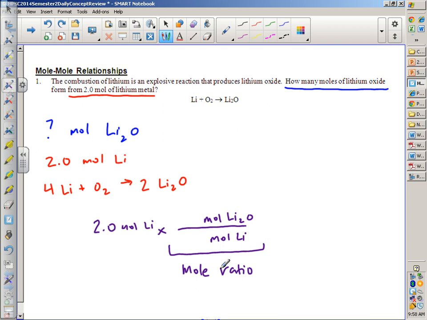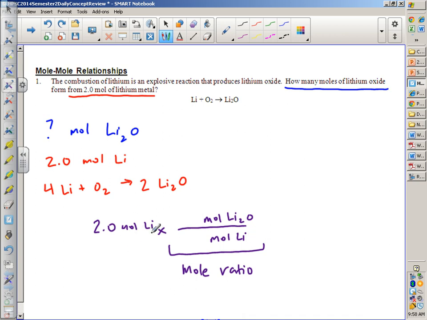It can be reactants to other reactants. It can be products to other products. It can be a product to a reactant. Doesn't matter as long as it's all part of the same equation. Now, we've got units here, but we need numbers. Where do the numbers in a mole ratio come from? Where do we get the numbers that go in here?